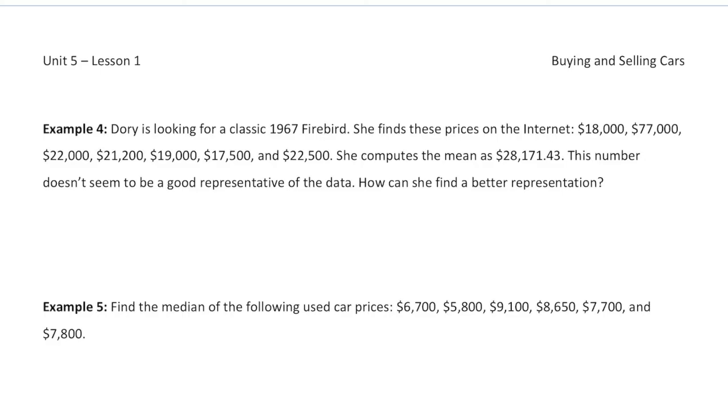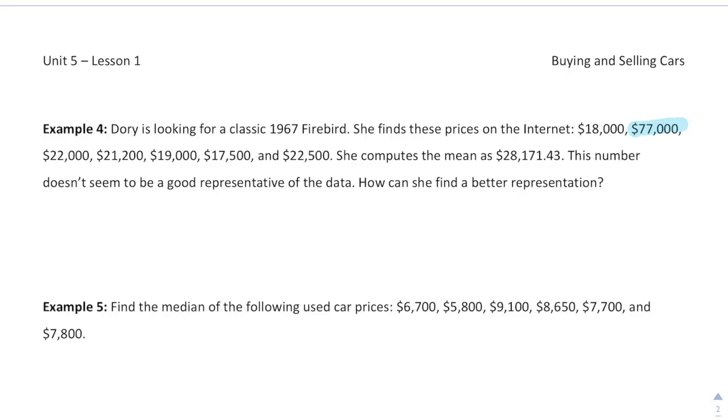And so maybe you noticed it, but Dory didn't. You have an outlier. So we look at all these prices and we can see one of these is significantly larger than the rest of the data. So this is called an outlier. So you can't actually use mean, you have to use median.